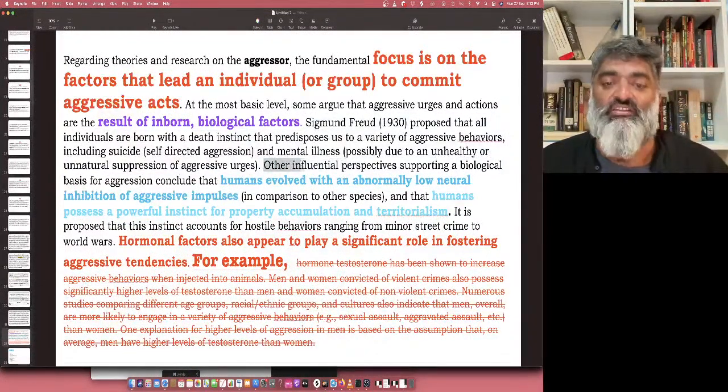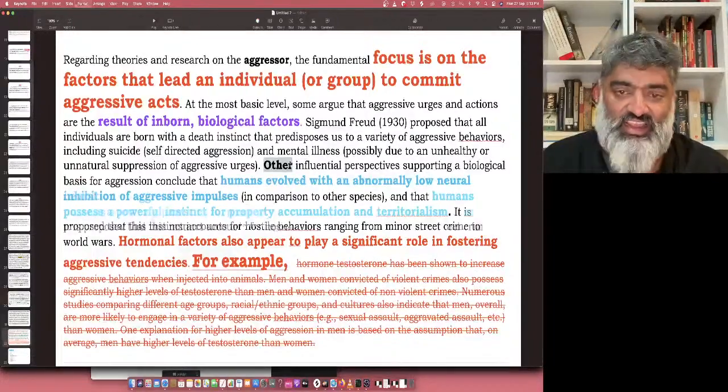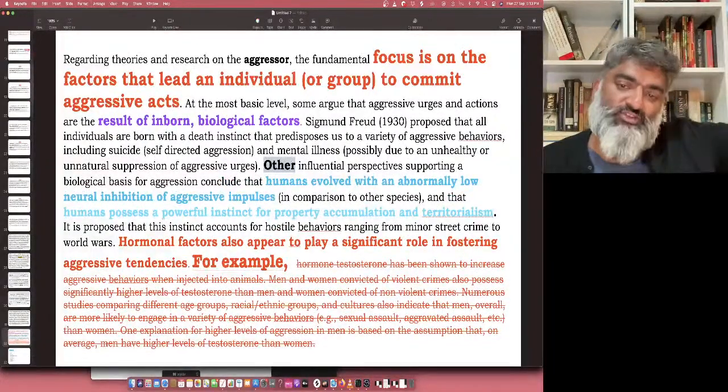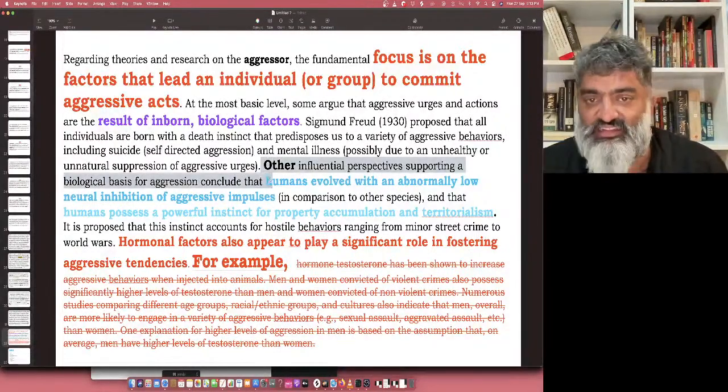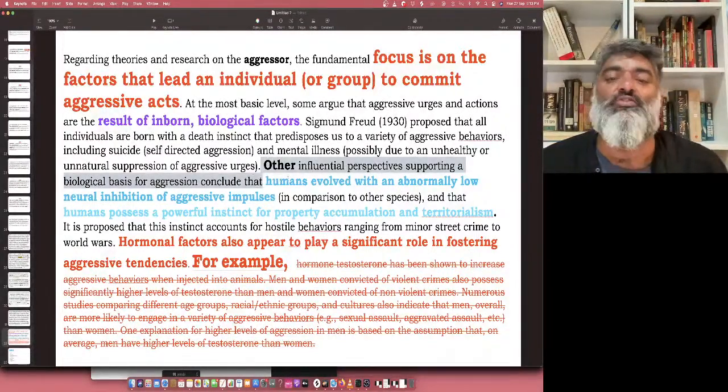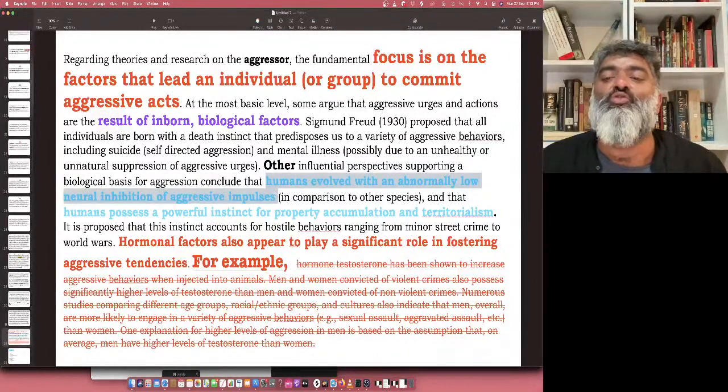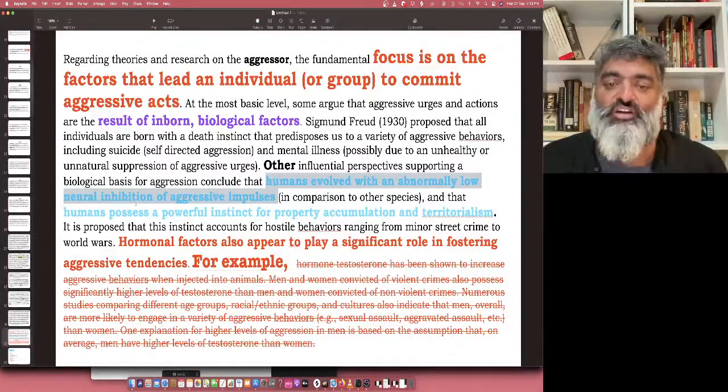Other influential. Now, when I read a word like this, other, that also tells me this was one idea. Now I'm moving into other ideas. Or if I had just picked this, I would have said, okay, there is another idea before that had shown up. Other influential perspectives supporting a biological basis for aggression conclude that humans have low neural inhibition. Inhibition means control or shame or restriction. Low inhibition, that means no control.